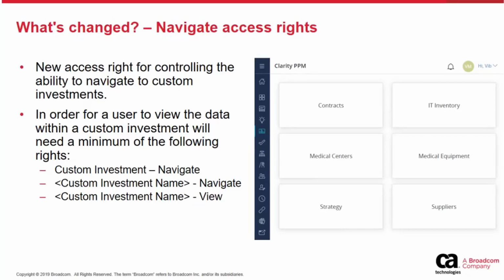In order for me to be able to see the custom investment instance, I need the view right within that custom investment. So you can see essentially for me to be able to see my contracts, at a minimum, I need 3 rights. The right to see this link, the right to go inside the contracts, and then the right to be able to see the instance within the contracts itself.